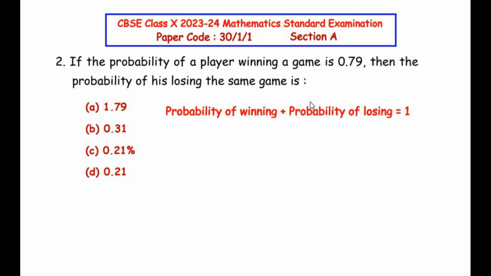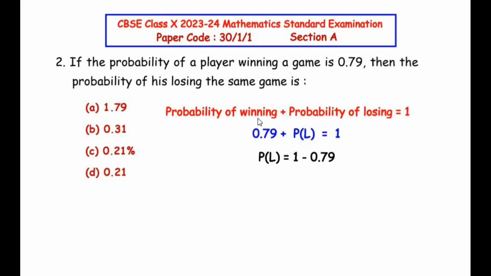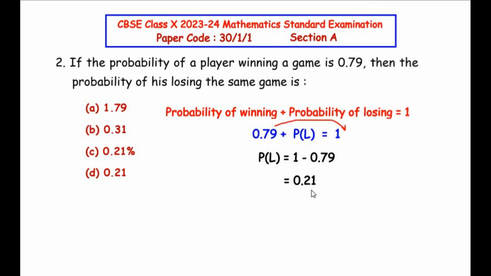So the sum of all the probabilities, that is in this case probability of winning plus probability of losing, should be equal to 1. Now here the probability of winning the game is given as 0.79. So in place of probability of winning, we have written 0.79 plus probability of losing the game, which we have denoted as P of L, is equal to 1. Now the next step is we are going to move the 0.79 to the other side of the equal to sign. So it becomes P of L is equal to 1 minus 0.79. So this will give us a value of 0.21. So the probability of his losing the same game is 0.21, which is option D. Now let us move on to the third question.